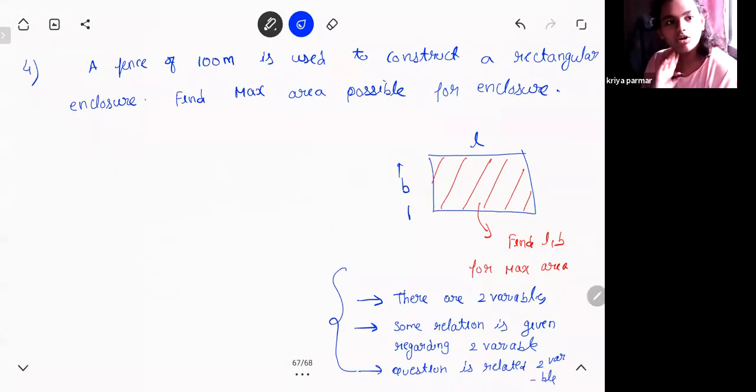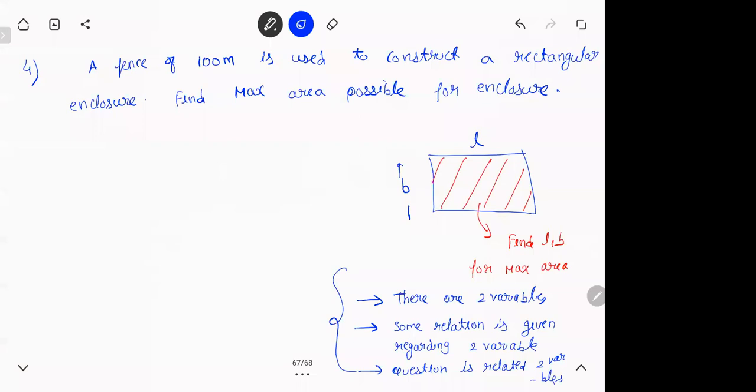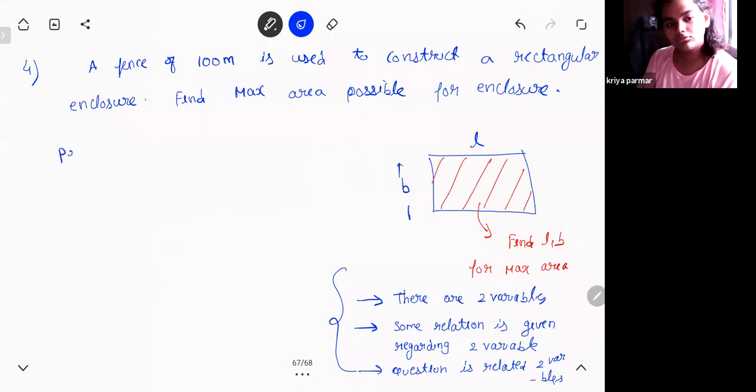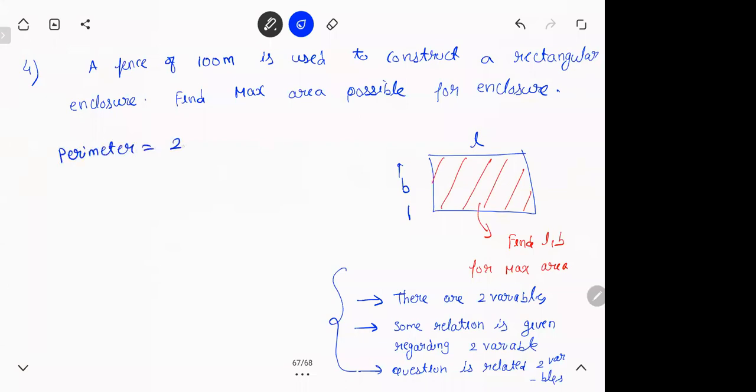Sir, B, I got 25. B, how much did you get? 25. Let's see. First thing, what is given? Perimeter, no? How much is perimeter? 2 times L plus B. How much was it? 100. Agree, everyone? So what is L plus B? 50.